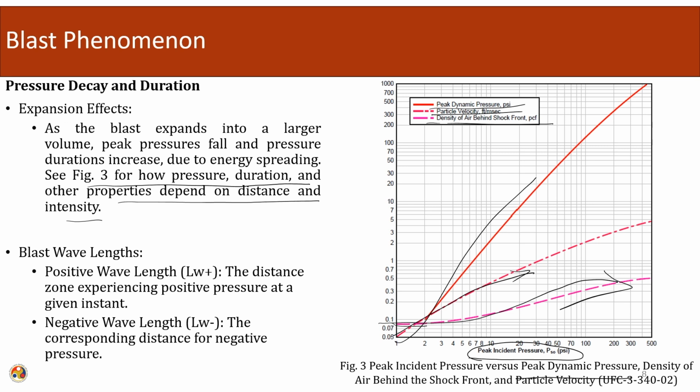Blast wavelength. Positive wavelength is the distance zone experiencing positive pressure at a given instant. Negative wavelength is the corresponding distance for the negative pressure. These are the definitions of the two blast wavelengths.